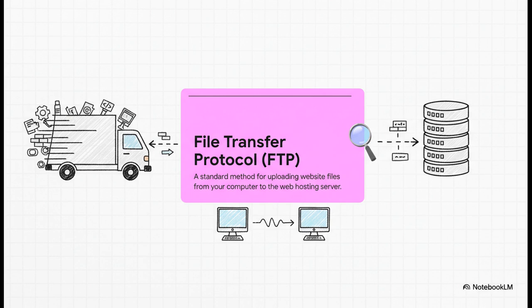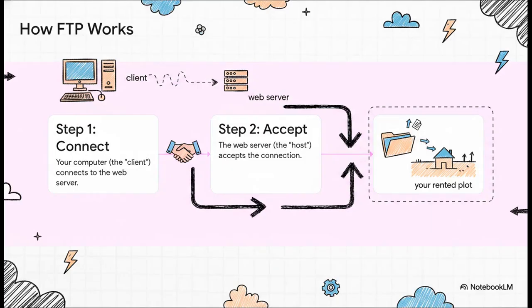It's literally how you pack up all your website's building materials and ship them from your garage to your new plot of land. And the process is really straightforward. First, your computer, which we call the client, reaches out and connects to the web server. The server, which is always listening for these kinds of connections, accepts it. And then once that connection is made, you can start uploading. You just move your files from your machine over to the server.